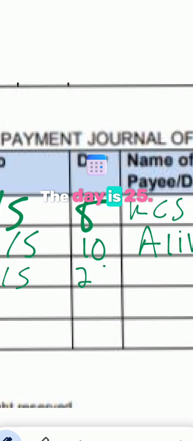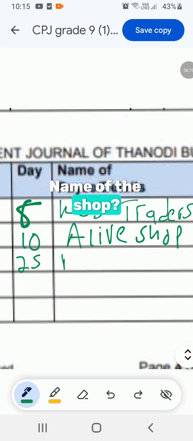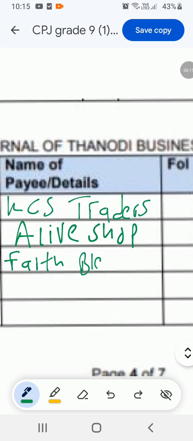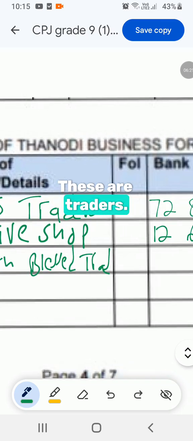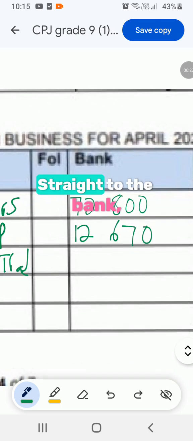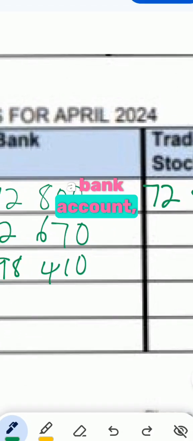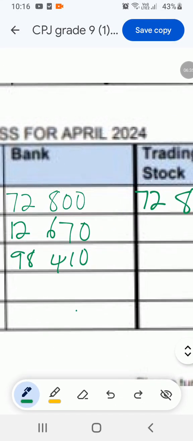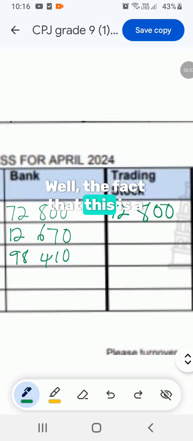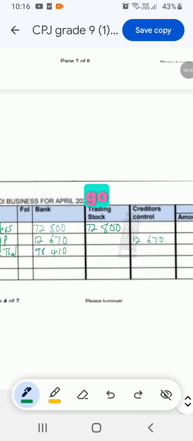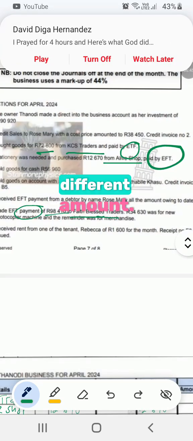The day is 25. Name of the shop, Faith Blessed. These are traders. Straight to the bank, of course, 98,410. A business has a bank account, so of course it has to go straight to the bank. Did they buy stock? Well, the fact that this is a trading stock, yes. But let's go back to the transaction and understand why we have a different amount.